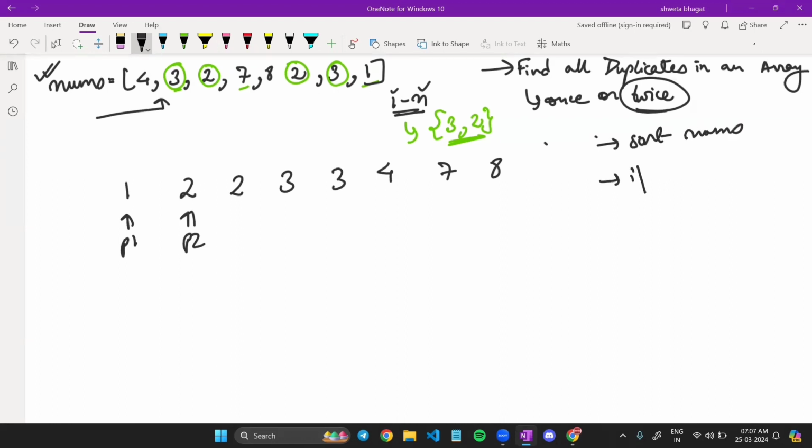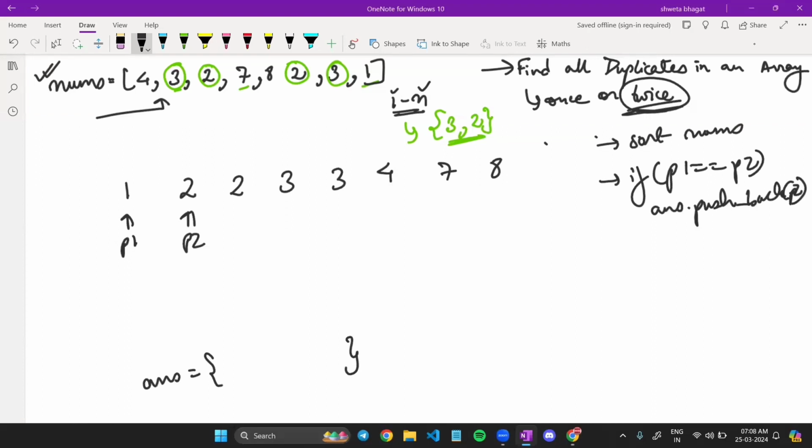And after that, we'll check if P1 equals P2. In that case, what does it mean? It means that we are getting a number which is repeating twice, correct? So in that case, we'll simply add it to our answer vector. So we'll say answer dot pushback this P2, correct? So let's represent our answer over here, which is an empty vector as of now.